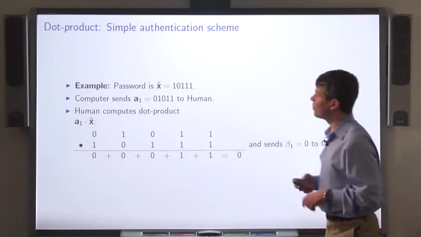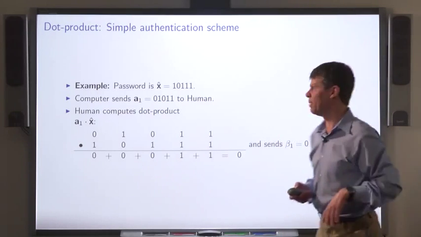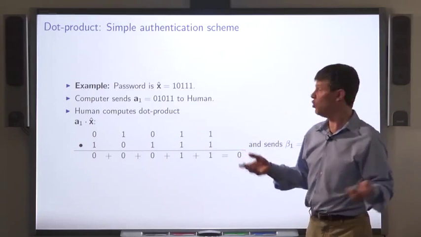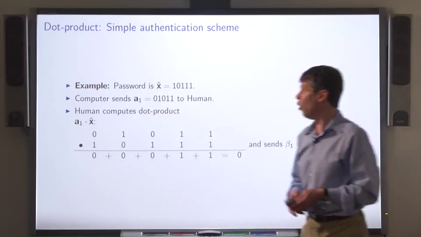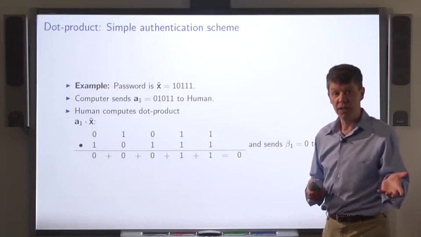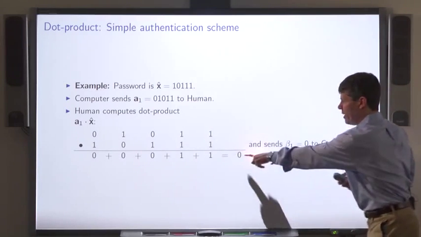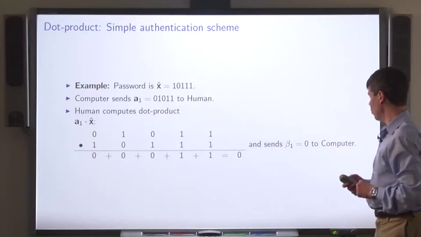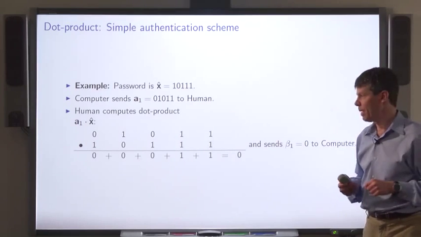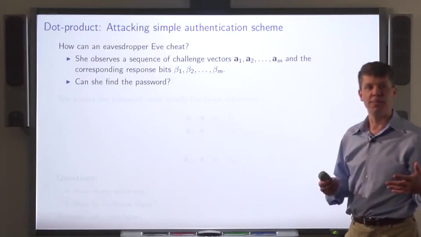So here's an example. Let's say the password is 10111. Obviously this is too short to be secure, but it's good for illustration. Maybe the computer chooses as its question the vector 01011 and sends that to the human. The human computes the dot product of that question with the password and ends up with 0 and sends back 0 as the response to this question. Let's call that response beta 1. And this is repeated several times.